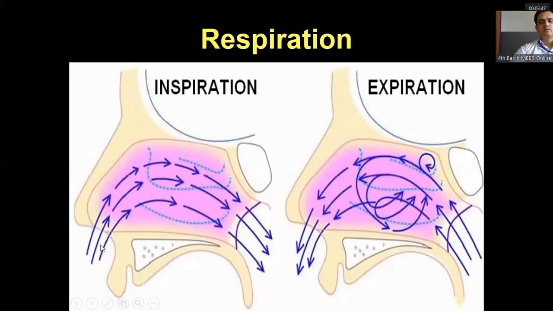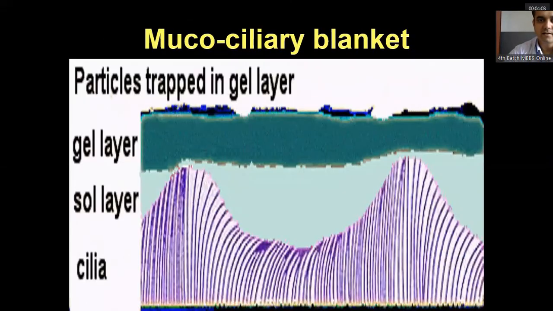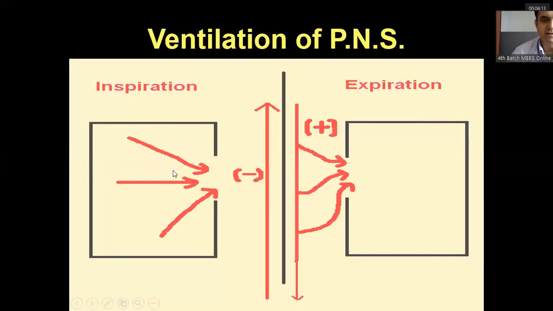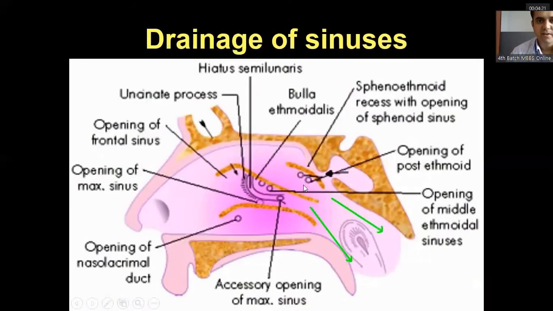So during inspiration, there is a negative pressure, and because of that, all the air from the paranasal sinus is sucked in and goes out. And during expiration, because of the turbinates, there is non-laminar flow, and during this phase, the paranasal sinuses get ventilated. Now this is what happens. During inspiration, the air is sucked, and in the paranasal sinus there is positive pressure, and the paranasal sinuses are ventilated. This is the same slide that we had reviewed earlier.